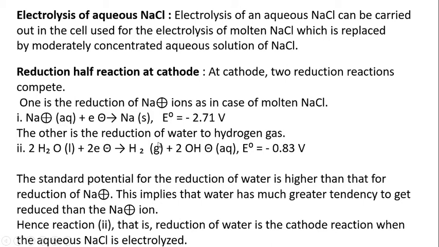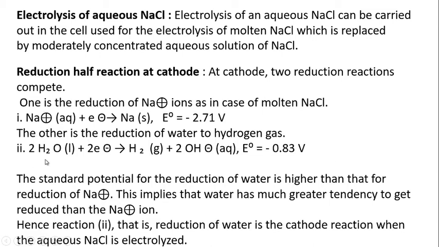And another reduction reaction is the reduction of water, which forms hydrogen gas, because water also contains H plus ions and OH minus ions. So the water gets reduced, takes the electrons and forms hydrogen gas, and that hydrogen gas is formed also at the cathode. So there are two reduction half reactions at the cathode.